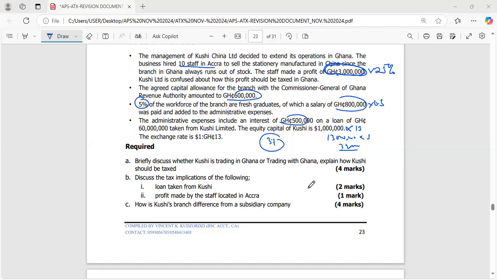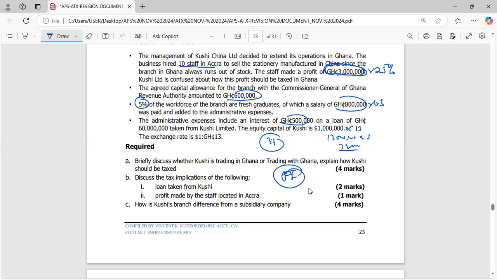And when you are trading in Ghana, if you don't even mention the 18.75, it's not even needed. Based on the explanation, they are trading in Ghana and they will be taxed as what? A resident entity, a resident company. If you are trading in Ghana, that is classified as what we call a permanent establishment. Let the examiner know that you know what you're writing, you know your stuff. And permanent establishment will be taxed as a resident company.